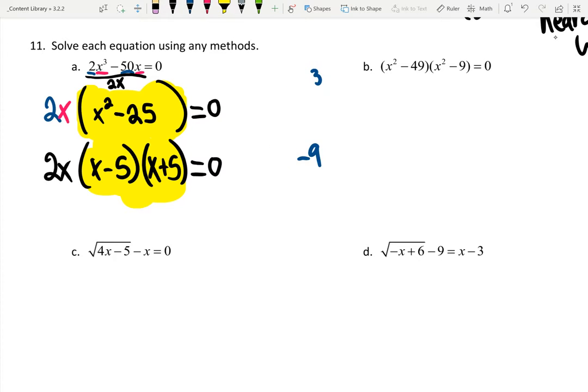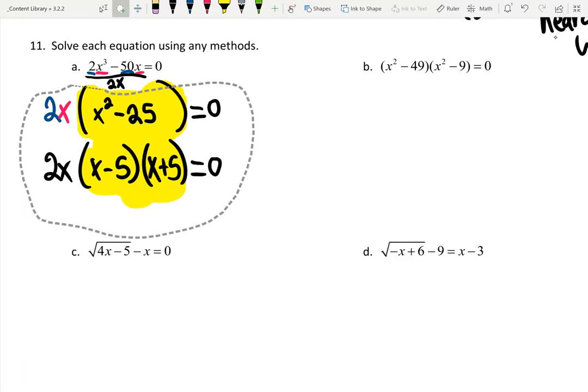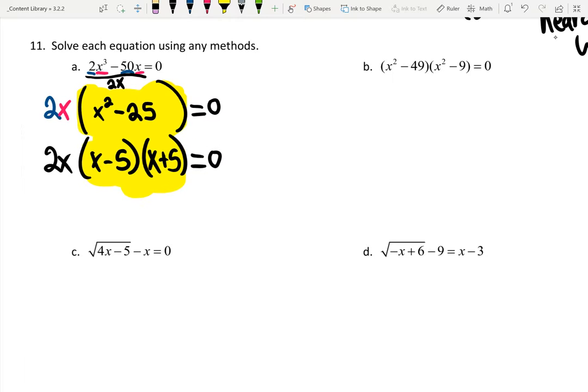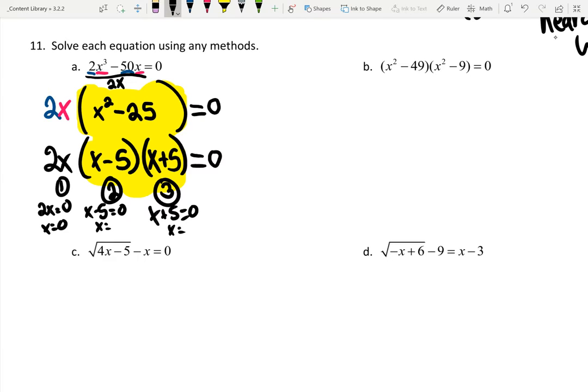So, continuing A, basically, I haven't really done anything yet. All I did was factor this out to make it into a form that I can handle. So now I'm going to solve it for when it's equal to 0. I'm going to get a total of 3 solutions: when 2x is equal to 0, when x minus 5 is equal to 0, and when x plus 5 is equal to 0, resulting in the values below. I get 0, positive 5, and negative 5.